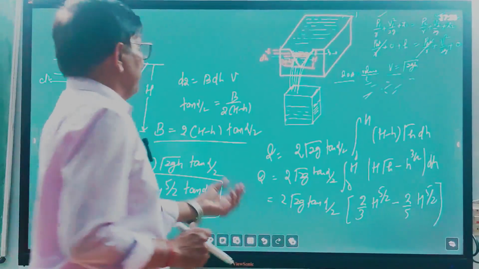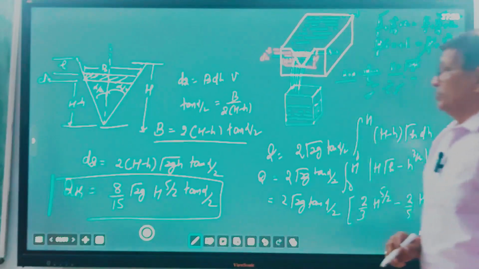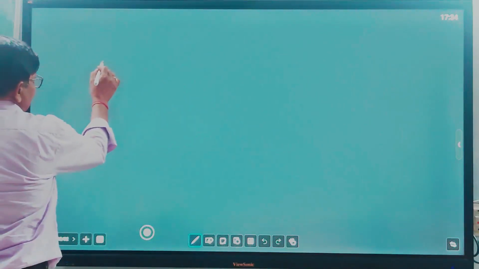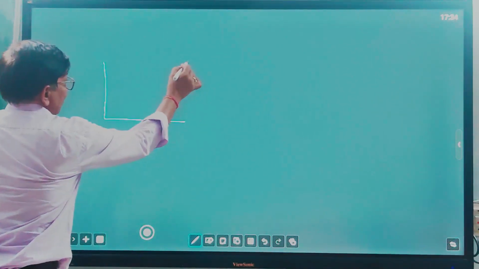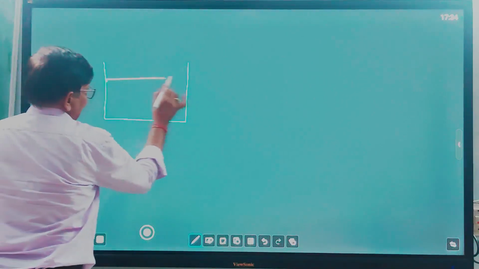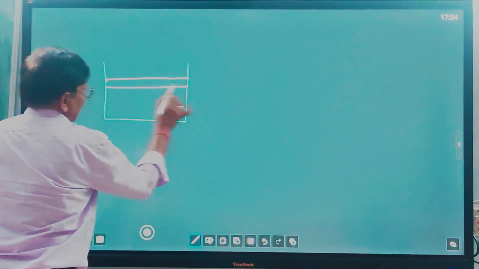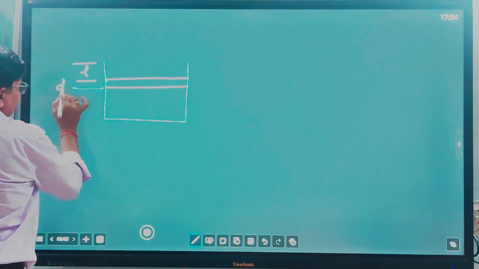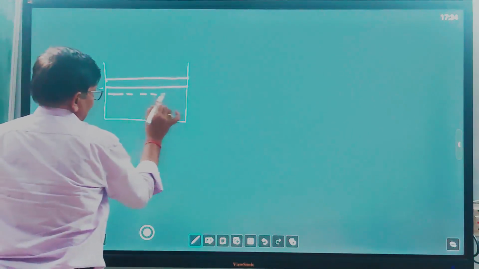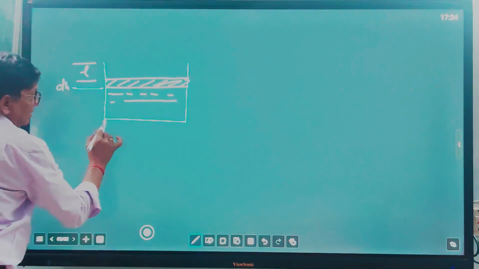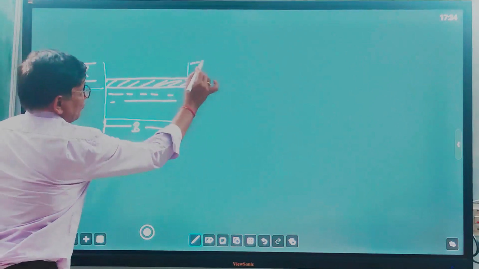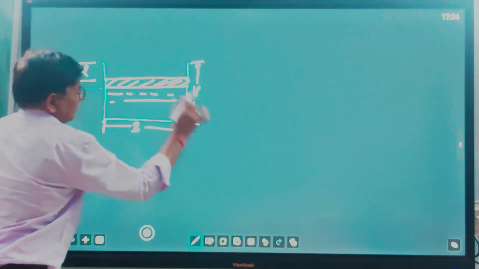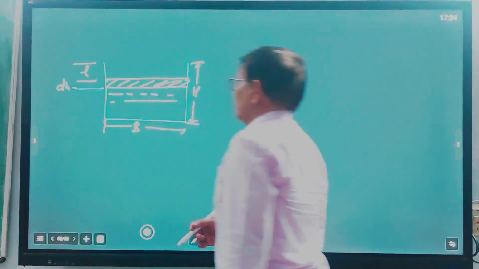Next we will replace this V notch by a rectangular notch. So what will be the theoretical discharge? Taking again dh thickness of the water layer from H height from the upper level. So this is a dh thickness, and this is the width b, and in case of full discharge the height is h. So the same formula will apply.